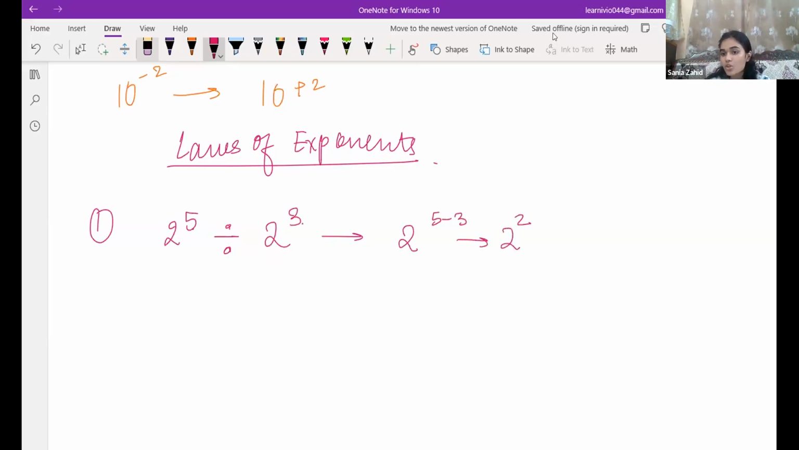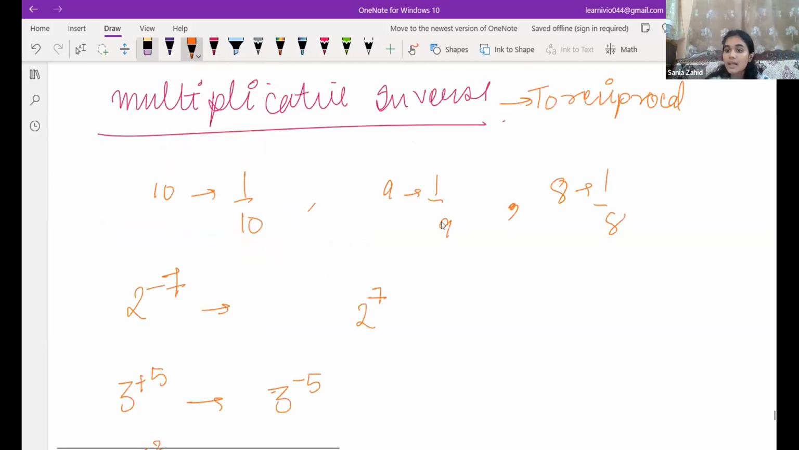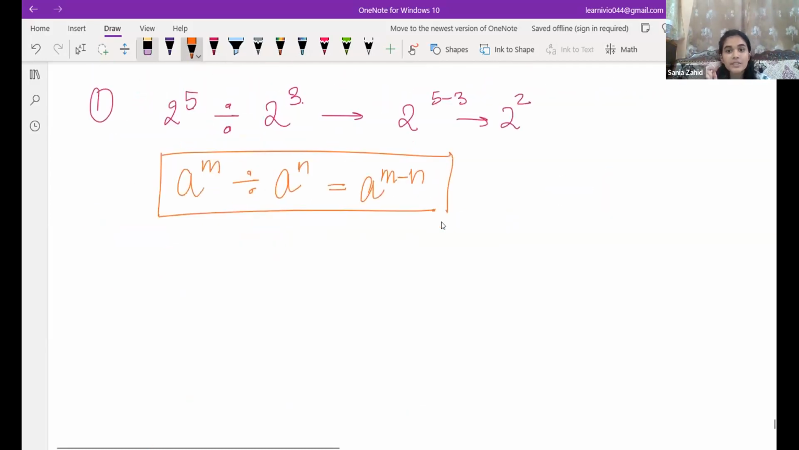So from this I get my first law of exponent, that is a to the power m divided by a to the power n is equal to a to the power m minus n. Right, children? Whenever you have two base numbers that are similar, same base, different powers, you divide them. So in your answer, you are subtracting the powers.